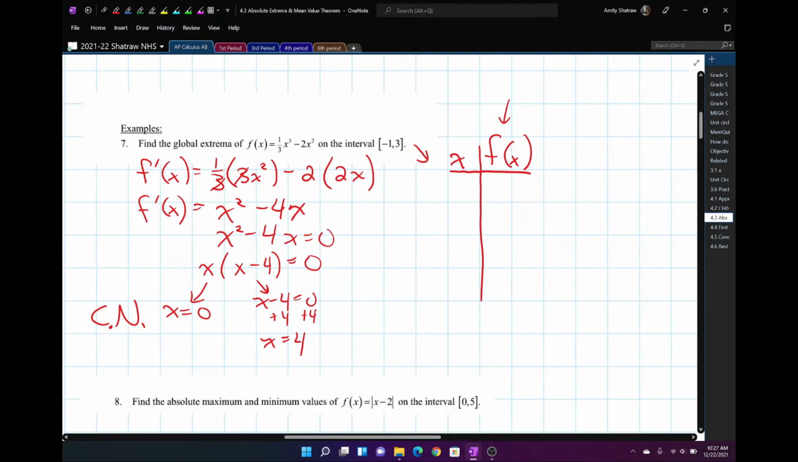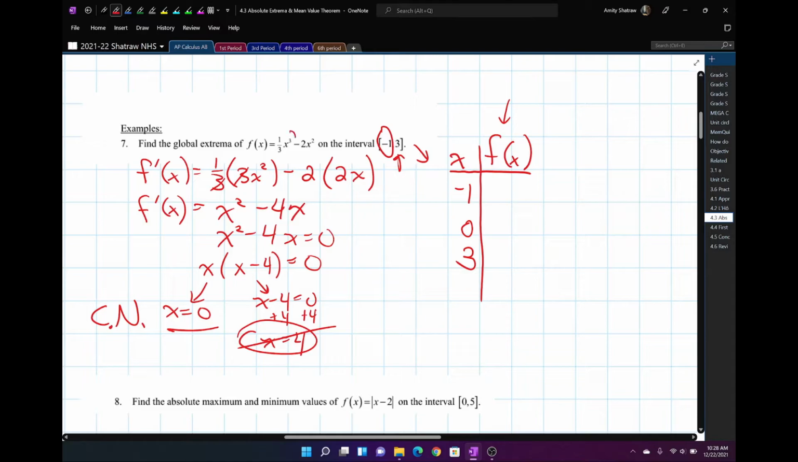And so I should definitely check at -1, because we always want to check the endpoints. And then I also want to check this critical number here, which is 0. And then here's my other endpoint, 3. What do I do with the 4? Well, it's extraneous. It's outside of the range.